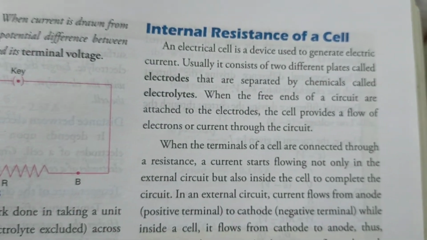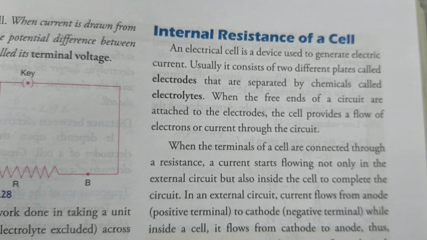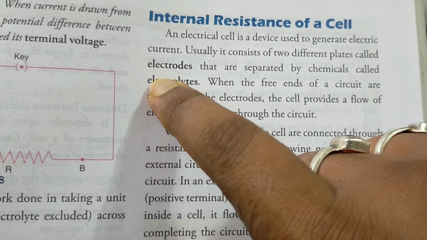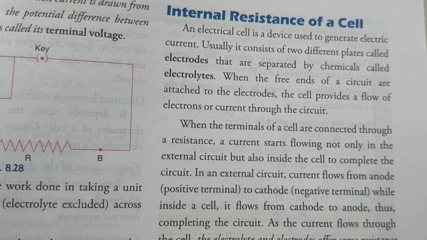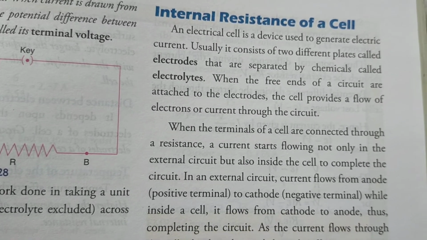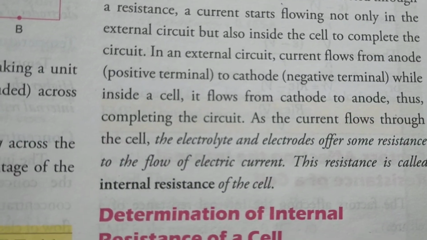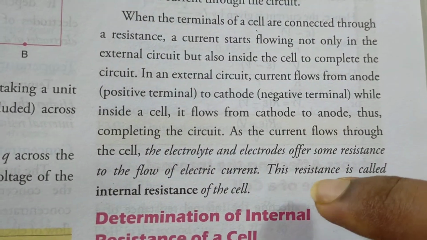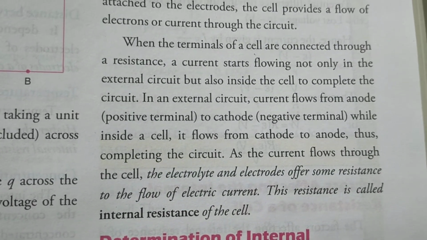And when I say the internal resistance of the cell, that means the resistance offered by the battery, the resistance inside the battery. An electrical cell is a device used to generate electric current. Usually it consists of two different plates, cathode and anode, and electrolyte within it. When current passes through a battery, it passes through the electrolyte, and the cathode and anode offer some resistance to the flow of this current. That resistance is called the internal resistance.